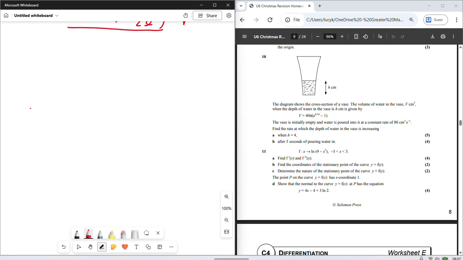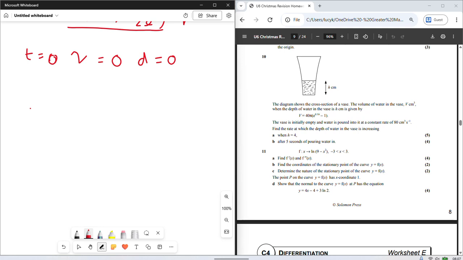So we know that when t is 0, I'm just going to make a note of these things. When t is 0, I know that the volume is also 0, and the depth would also be 0. And it's poured in at a constant rate of 80 centimeters cubed per second. If you're unsure about which parameter it is, look at the unit. Centimeters cubed is volume, so it's not depth. Depth would just be centimeters, it's just a height.